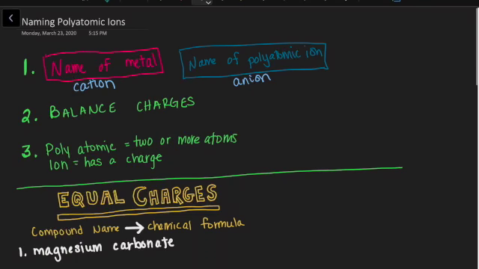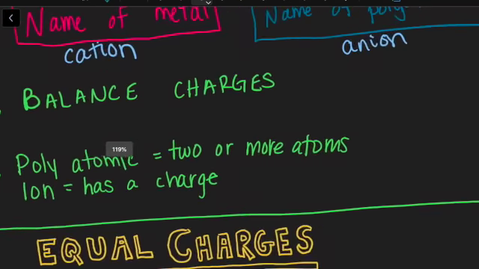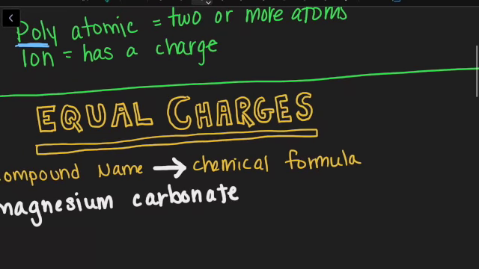Okay, you still got to balance the charges. And I think it's important to know that polyatomic, poly means two or more, and ion means it has a charge. So that's what a polyatomic ion is. First, let's look at equal charges.